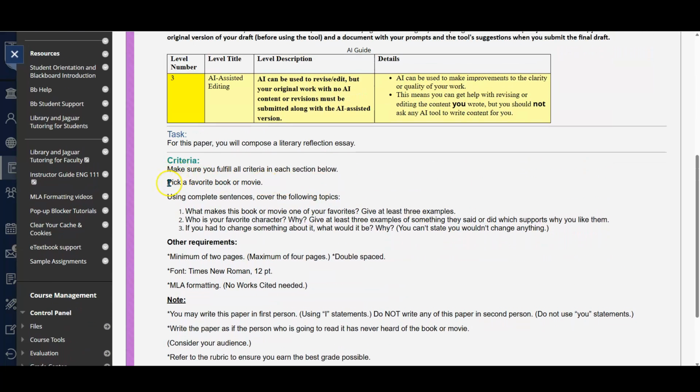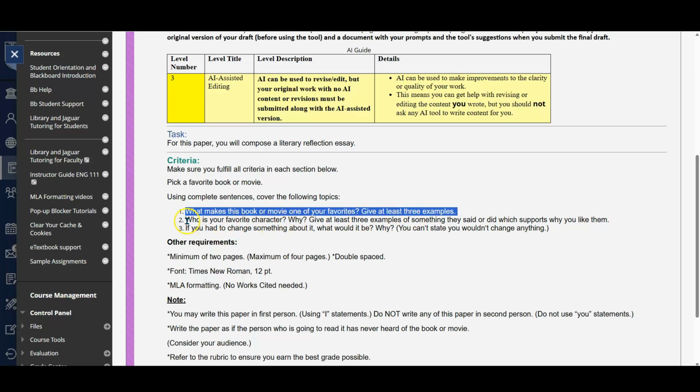All right. Pick a favorite book or movie. It can be any book or movie of your choice. Okay? I understand that you are going to be sharing this with your peers as they do peer reviews. So keep that in mind. Okay, using complete sentences, cover the following topics. What makes this book one of your favorites? Give at least 3 examples.